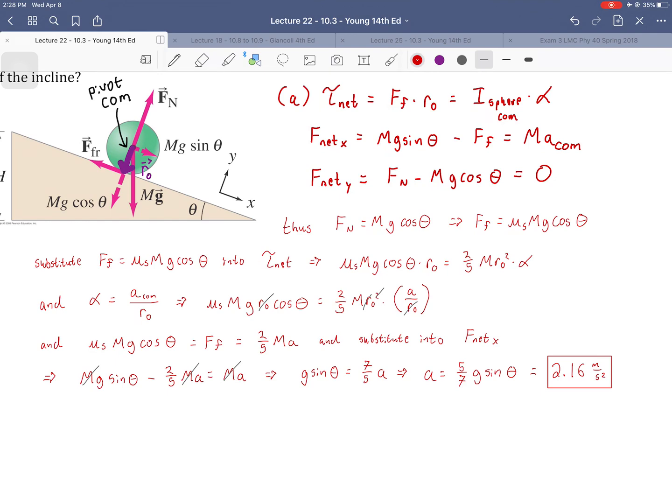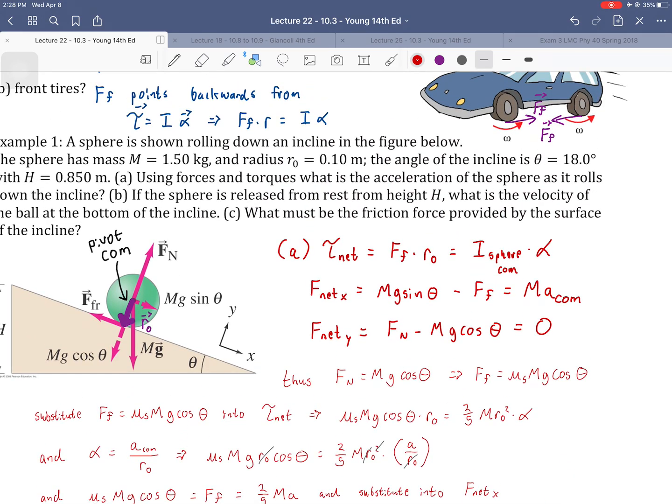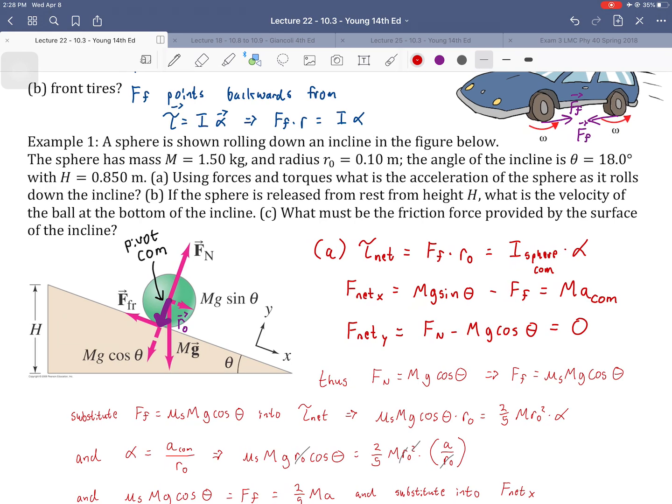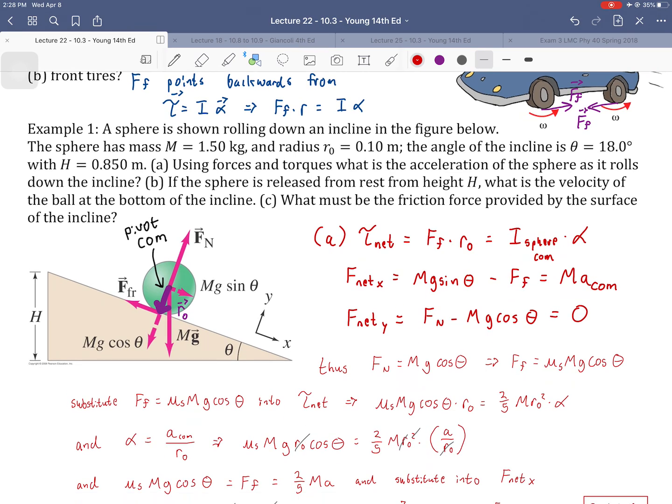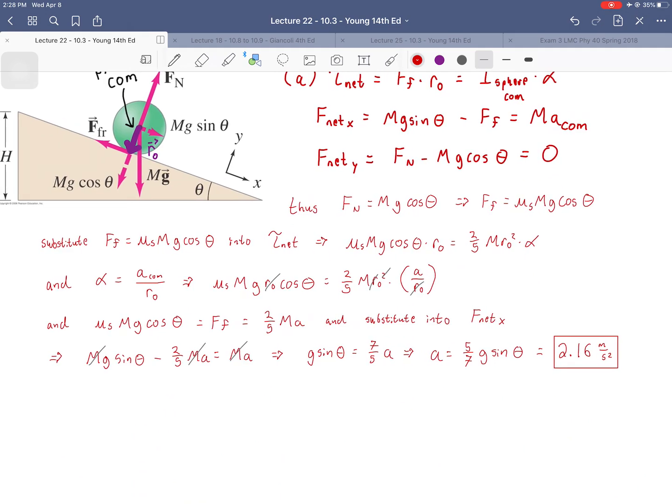Okay, so in part B, if the sphere is released from rest, what is the velocity of the ball at the bottom of the incline? There are two ways we could do this. We could use just conservation of energy because we have the release height. Or we could use kinematics since we already have the acceleration, and then just use the distance. We could find L based on h and theta. So let's go ahead and do that since we already have the acceleration.